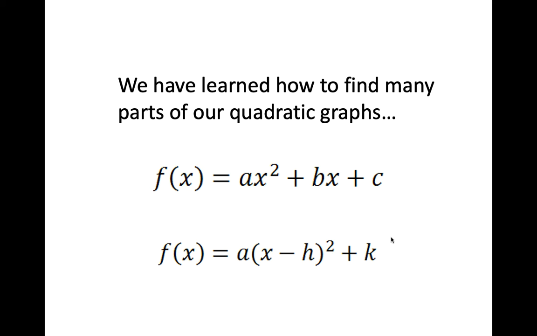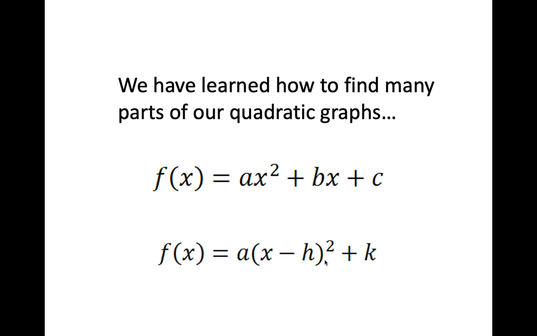Now, as you know, we've been learning about different versions of the quadratic function, the standard form, the vertex form, and within those, we have talked about how do we find the various parts of the graph or the function? How do I find the vertex or the axis of symmetry? How do I know which way the graph opens or the y-intercepts or whether it's got a maximum or a minimum or what its domain and range might be?